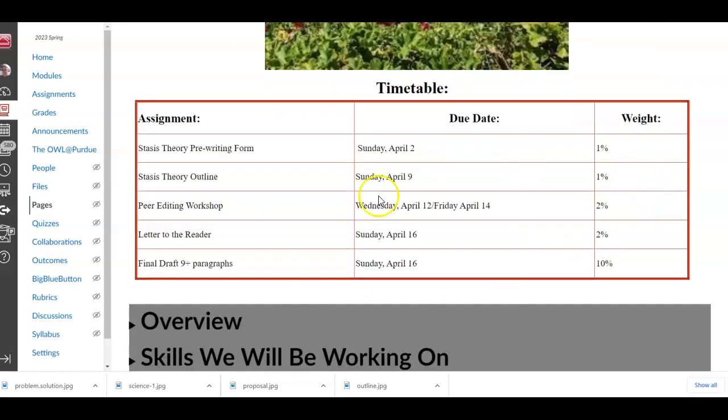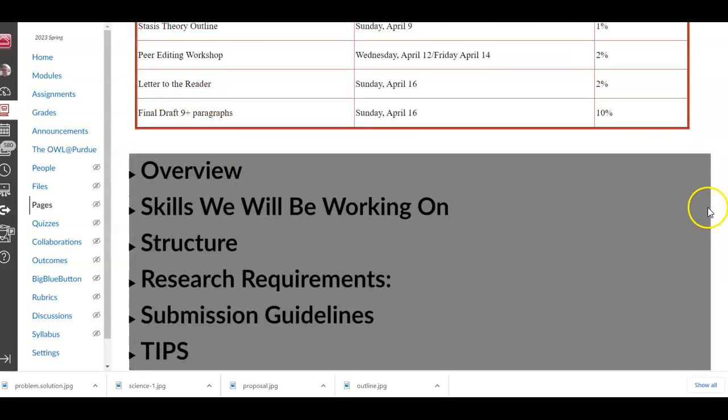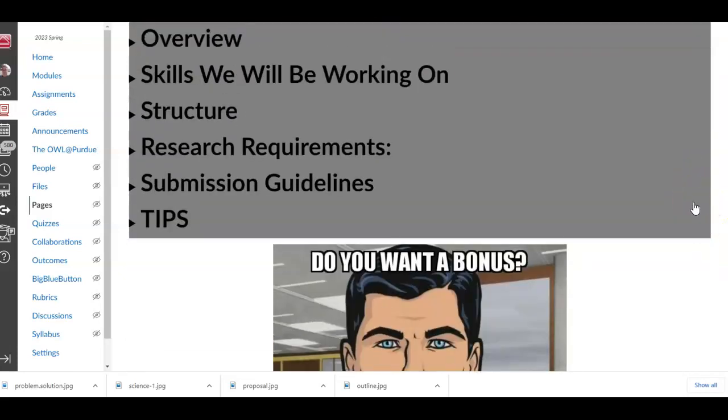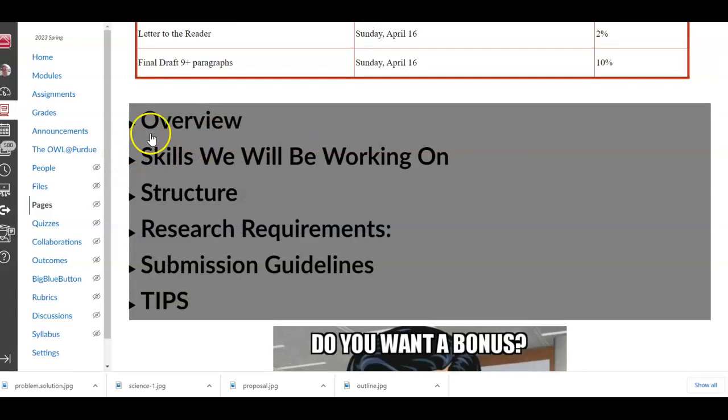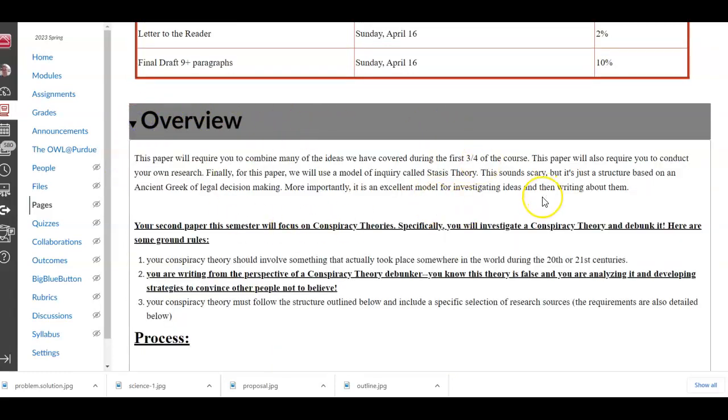So there's a timetable. Please check that out. It's got the dates and how much each thing is worth. Yours might look slightly different. I have multiple sections doing this paper. So let's take a look through. Let's start with the overview.